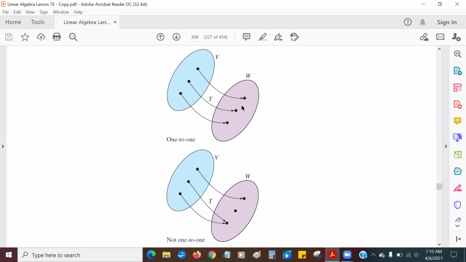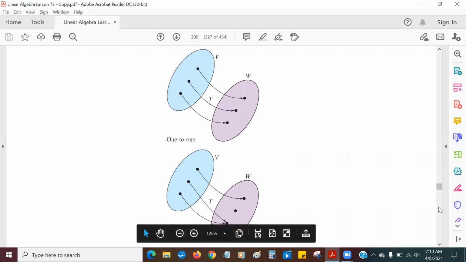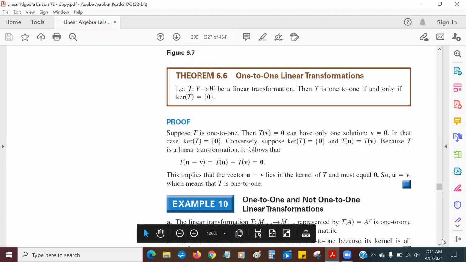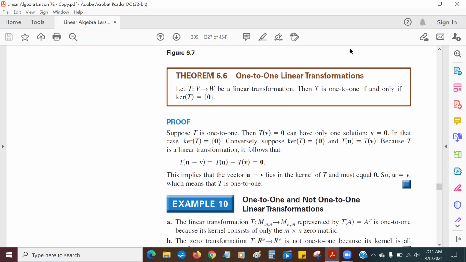And again, here's an example of a function. This function is one-to-one. This one is not one-to-one, and that's because this guy down there has two different pre-images. Now, here's a nice theorem, and it's not hard to prove. In fact, we're going to prove it in just a minute.